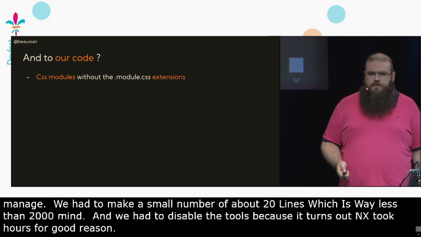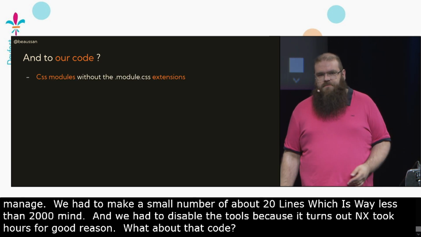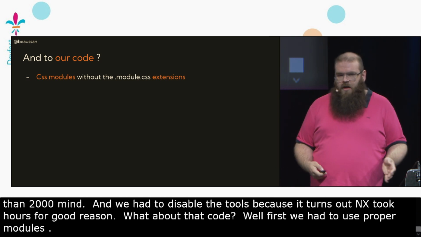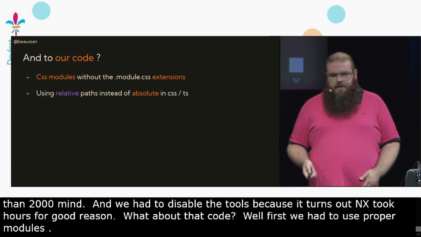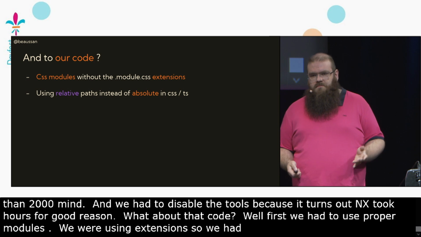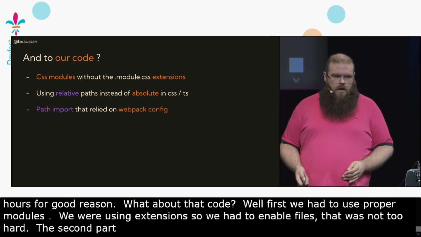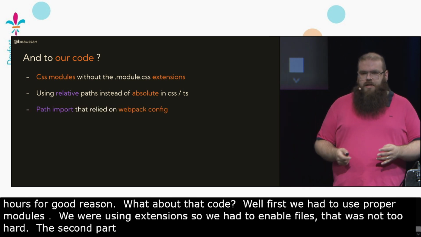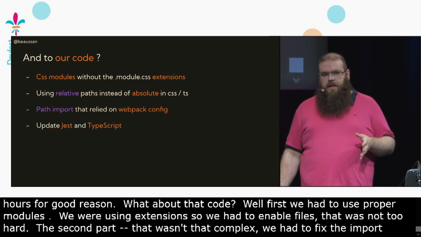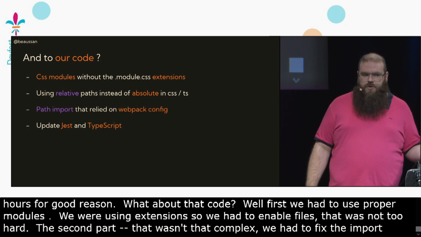What about our code? Well, first, we had to use proper CSS modules. We're using CSS modules without the extension, so we had to rename a bunch of files. That wasn't too hard. The second part is to use relative path instead of absolute in CSS and TypeScript. The same, it wasn't that complex. We had to fix path imports that relied on a Webpack config. We had to update Jest and TypeScript, because we were on a very old version.